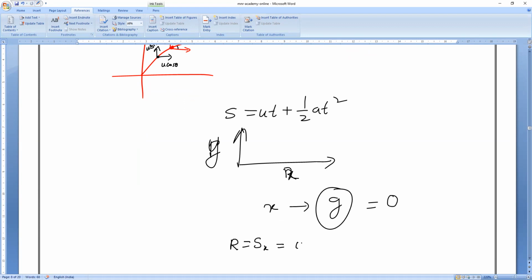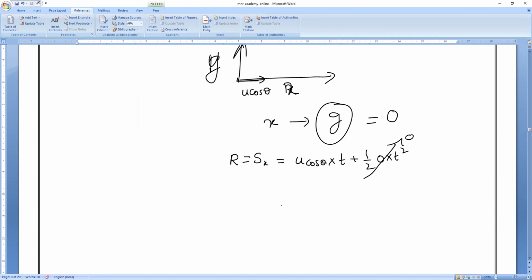Horizontal range is ut. What is u on the X axis? U cos theta, the initial velocity component, into t, plus half into g. The value of a in the X direction is 0, so 0 into anything is 0. So the horizontal range formula is u cos theta into t.